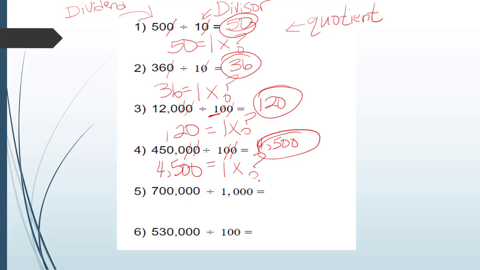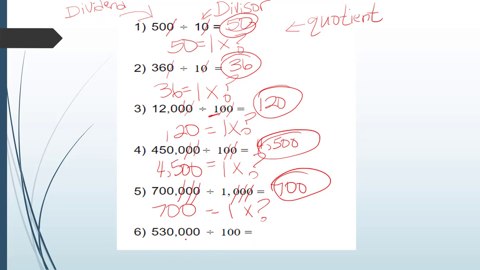Number 5, our divisor ends in 3 zeros, so I can take those off. And our dividend ends in those, so I can take 3 off there. So what times the 1 gives me 700? That would be a quotient of 700.